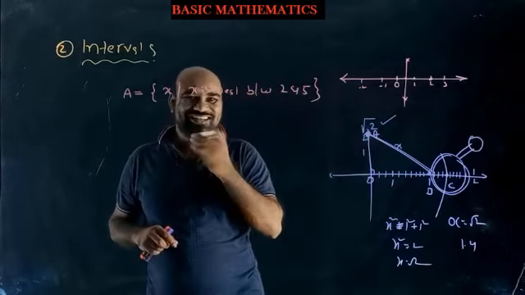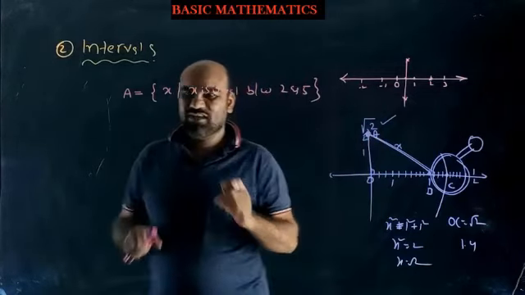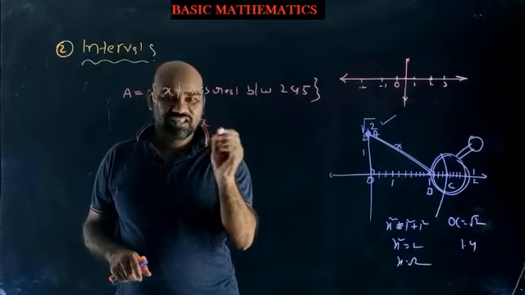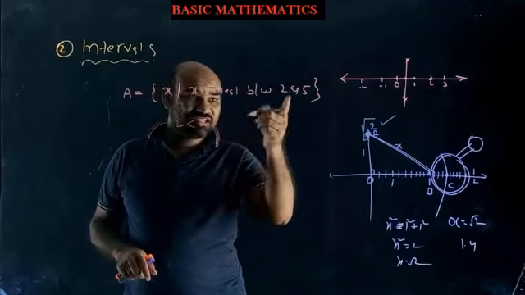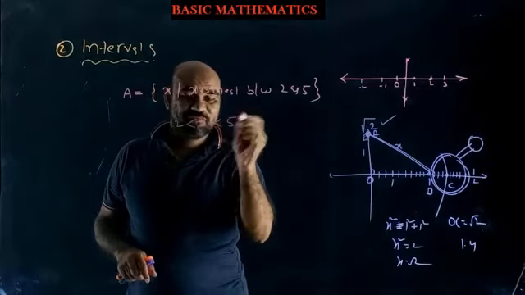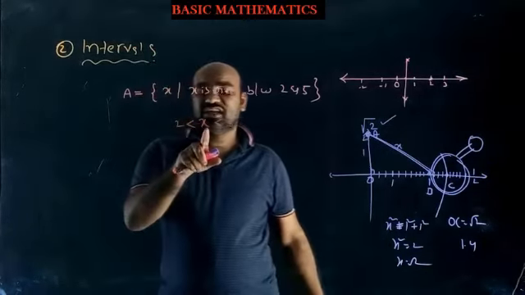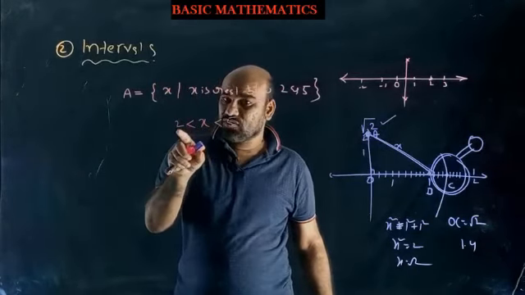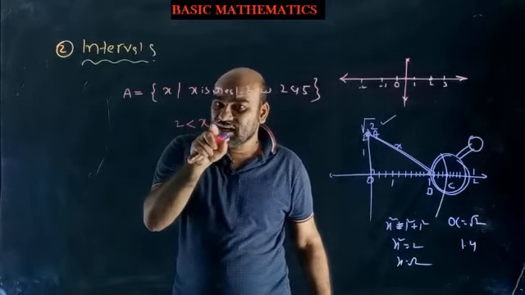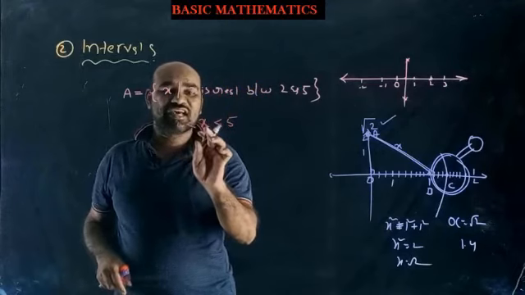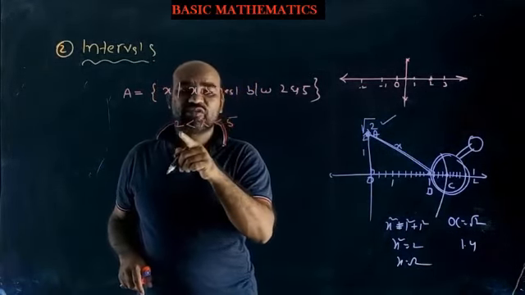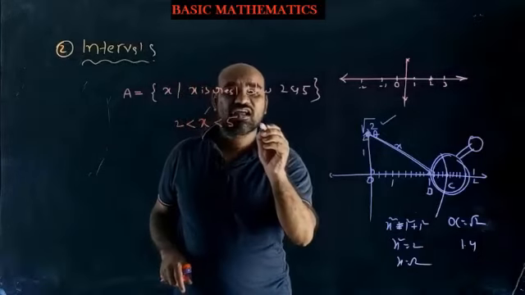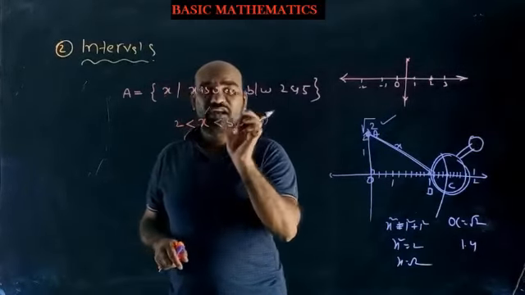But how to write it symbolically? So x is greater than 2, x is less than 5. So we can write x is greater than 2 and less than 5. We can read it as 2 less than x less than 5, meaning x is a real number that lies between 2 and 5. Or another way also we can write it.